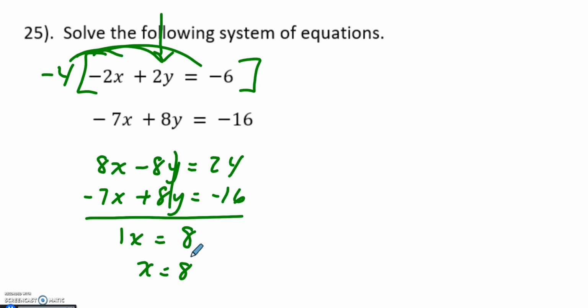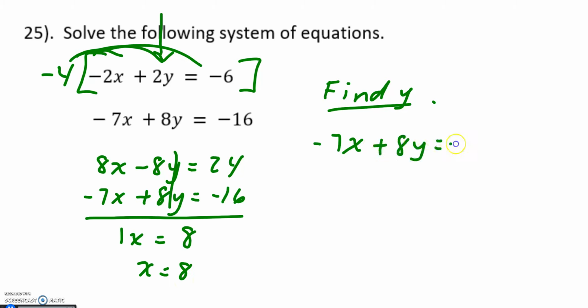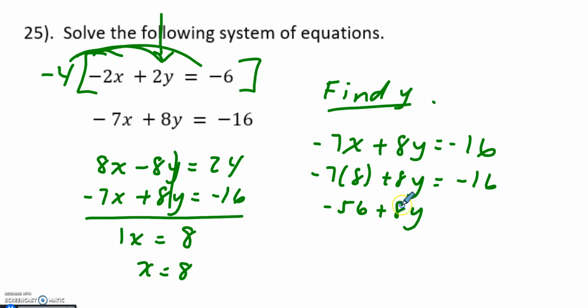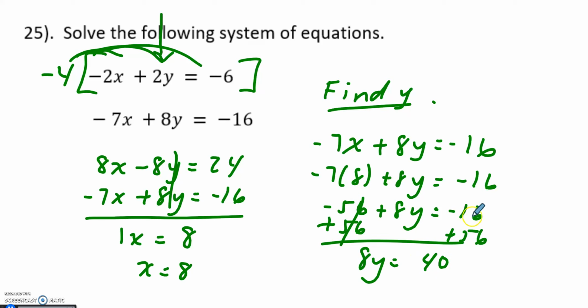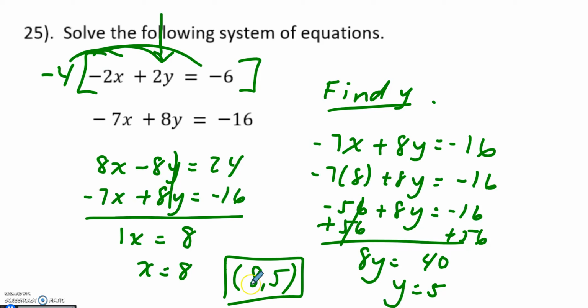So then if I would like to find the y value as well, because you remember you can't just find x, you've got to find both, you're going to take that 8 and plug it back in to either equation. So if I go with the equation that I didn't touch, I'm going to take 8 and plug it in here. That's -56 plus 8y equals -16. Add the 56. 8y equals 40. 56 minus 16. So y would be 5. So my final answer as a point is 8, 5. And you can always take that answer and plug it back into both equations to see if it works.